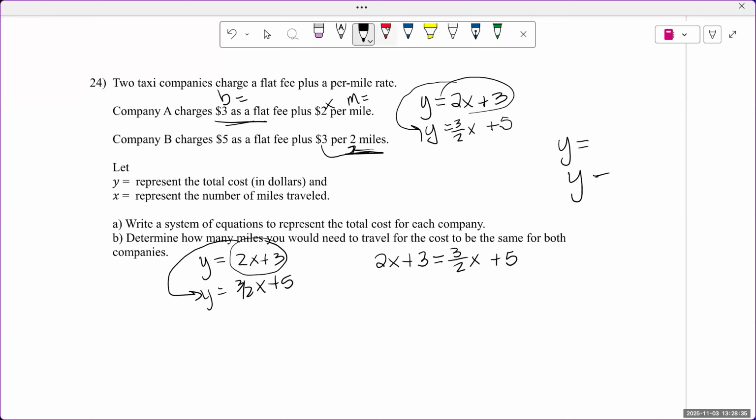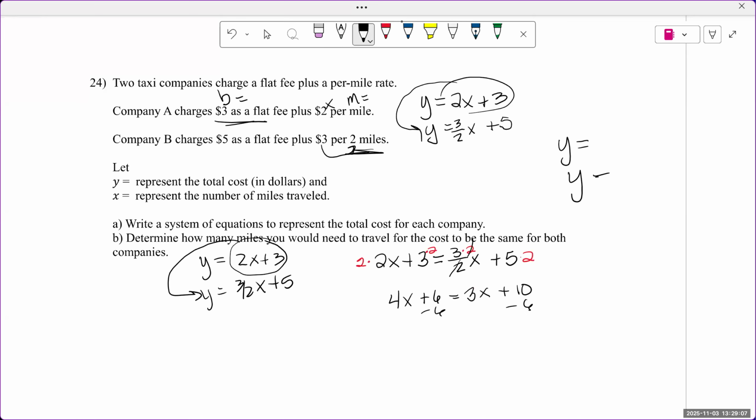Okay. I am going to eliminate the denominator, which is 2. So I'm going to multiply everything by 2. So this 2 cancels. So we have 4x plus 6 is equal to, what comes next? Do you see it? 3x plus 10.